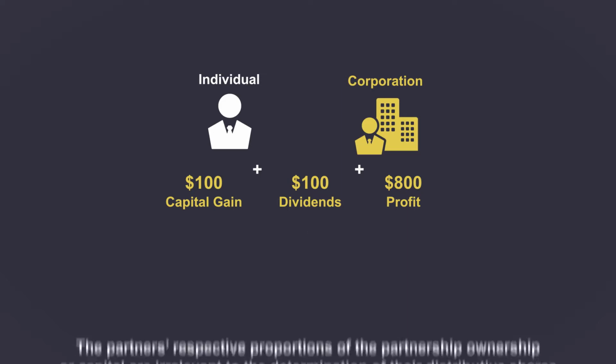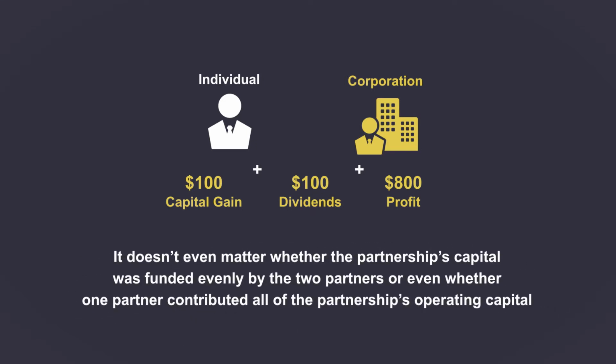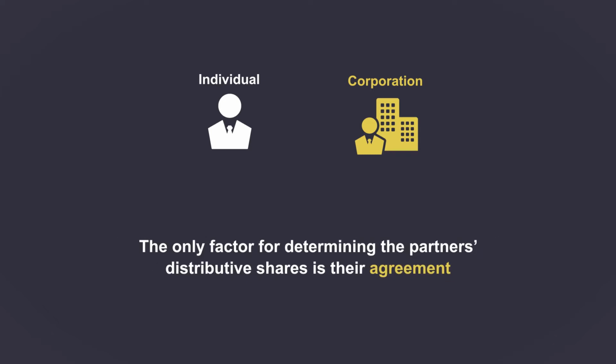Note, too, that the partners' respective proportions of the partnership ownership or capital are irrelevant to the determination of their distributive shares. In each of the allocation schemes described above, it doesn't even matter whether the partnership's capital was funded evenly by the two partners, or even whether one partner contributed all of the partnership's operating capital. The only factor for determining the partners' distributive shares is their agreement.